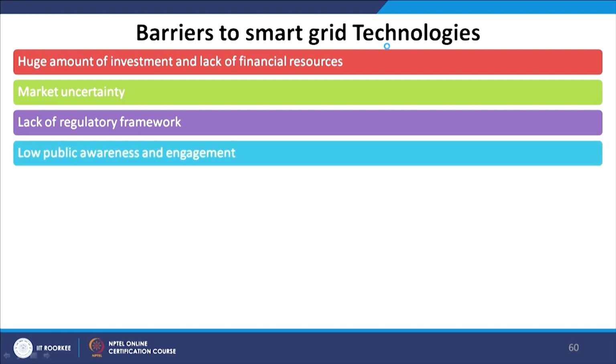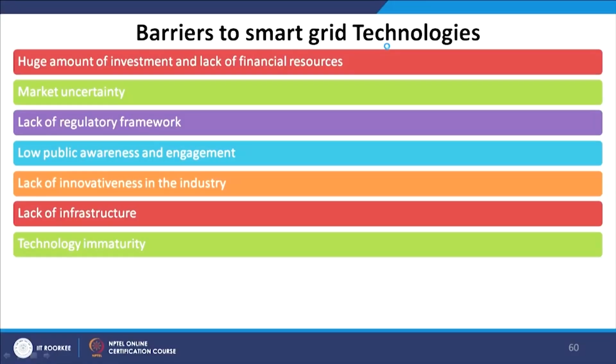Low public awareness and engagement: for example, in day to day public life, people are not mature enough to understand whether they are operating at the peak hour or the off peak hour, how they can contribute to green energy, how they can reduce the energy demand during peak hours. So for all these concerns, we need extensive awareness programs, first of all to educate all the public who use energy on a regular basis. Lack of innovativeness in the industry: industry has to be more innovative. Lack of infrastructure, technology immaturity.